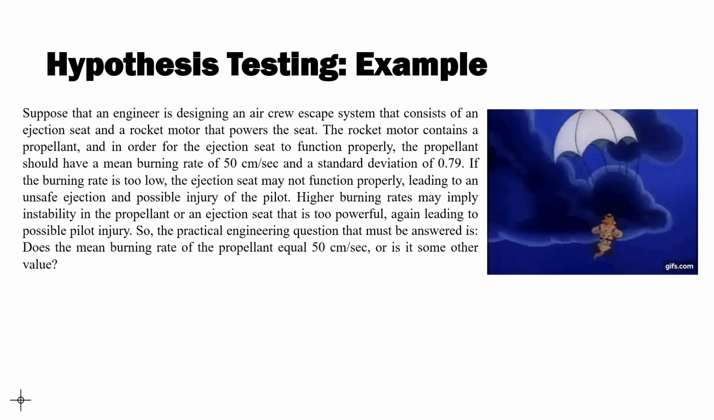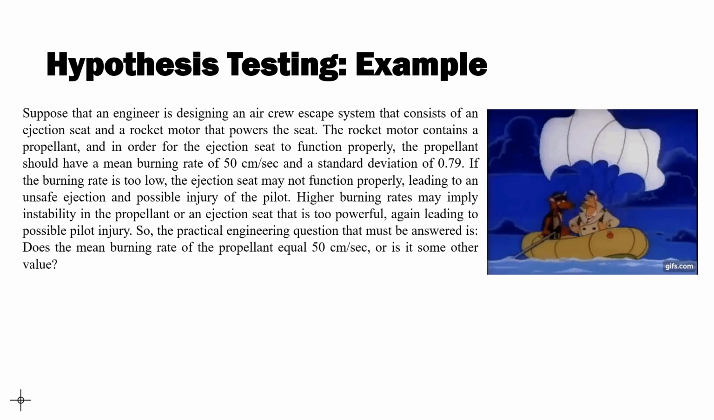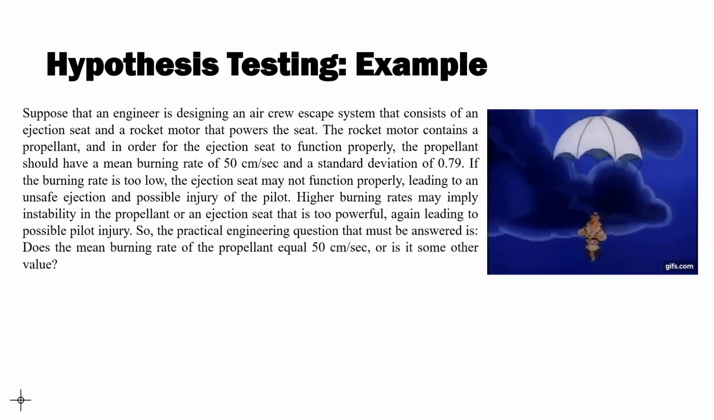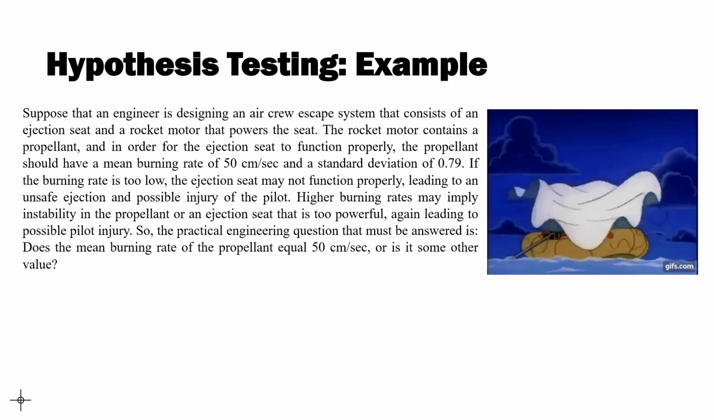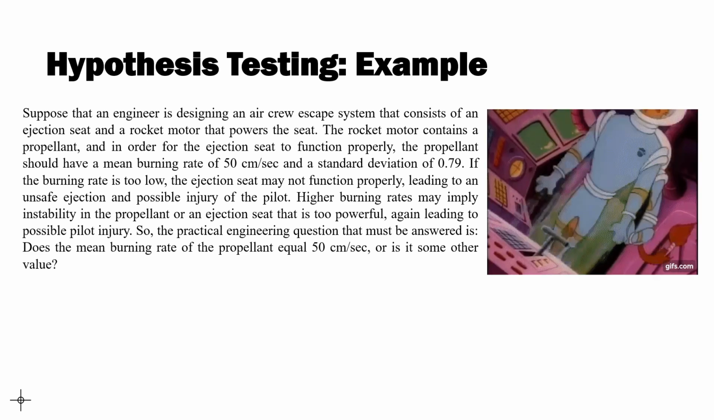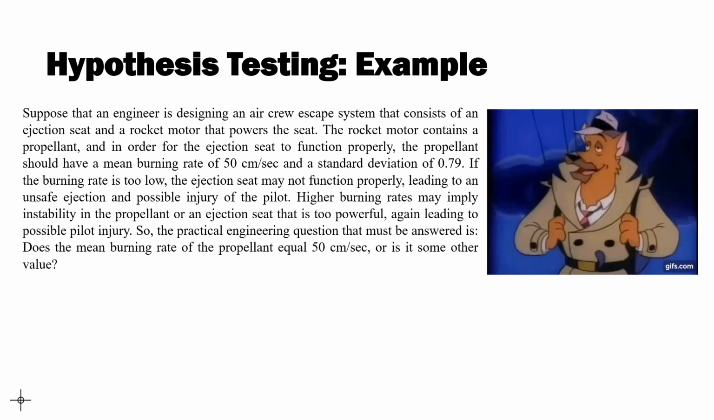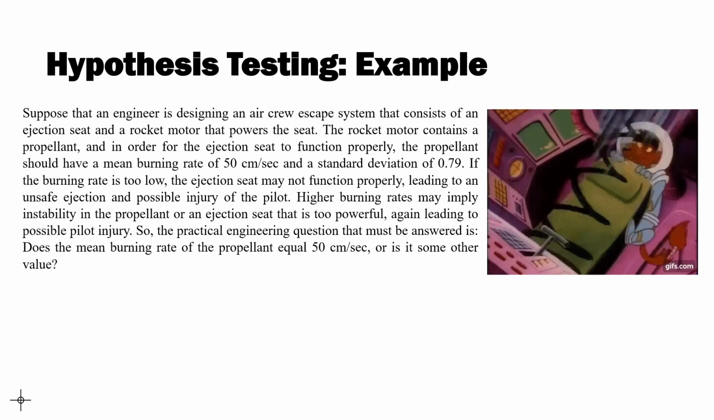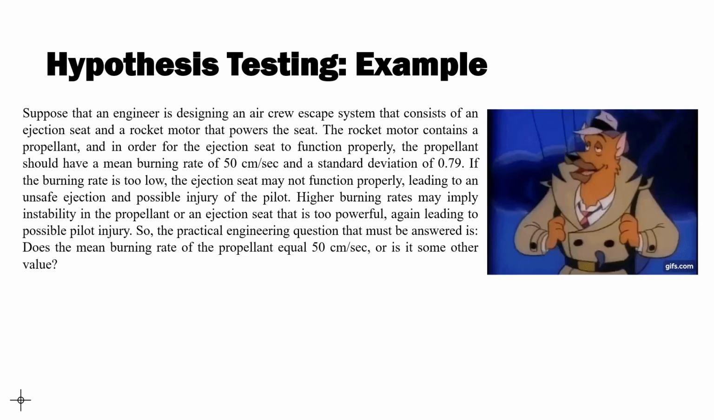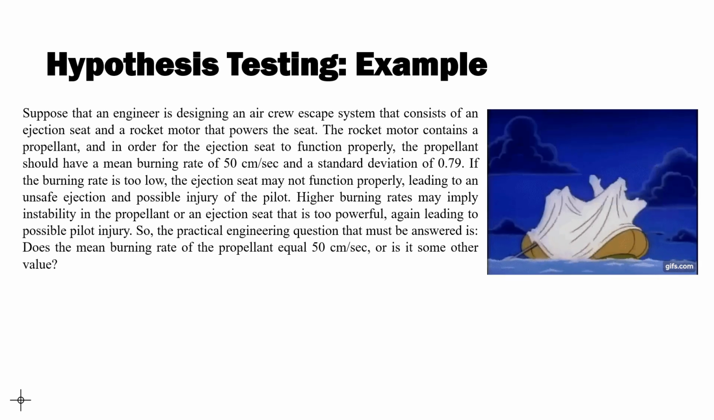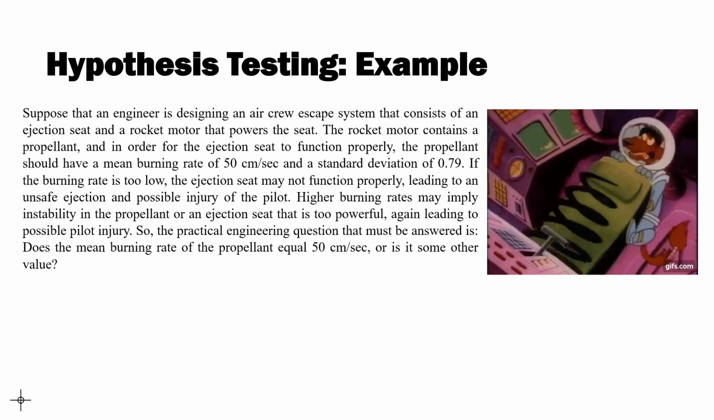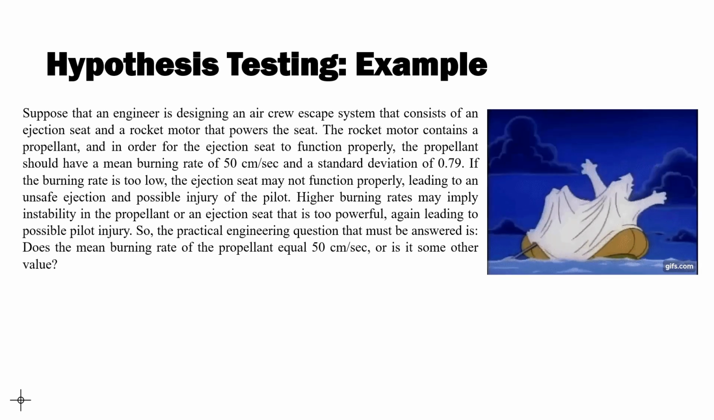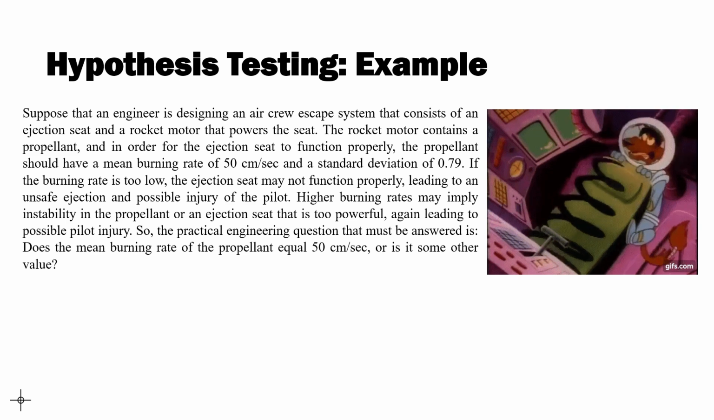Suppose that an engineer is designing an aircrew escape system that consists of an ejection seat and a rocket motor that powers the seat. The rocket motor contains a propellant, and in order for the ejection seat to function properly, the propellant should have a mean burning rate of 50 centimeters per second and a standard deviation of 0.79. If the burning rate is too low, the ejection seat may not function properly, leading to an unsafe ejection and possible injury of the pilot. Higher burning rates may imply instability in the propellant or an ejection seat that is too powerful, again leading to possible pilot injury.